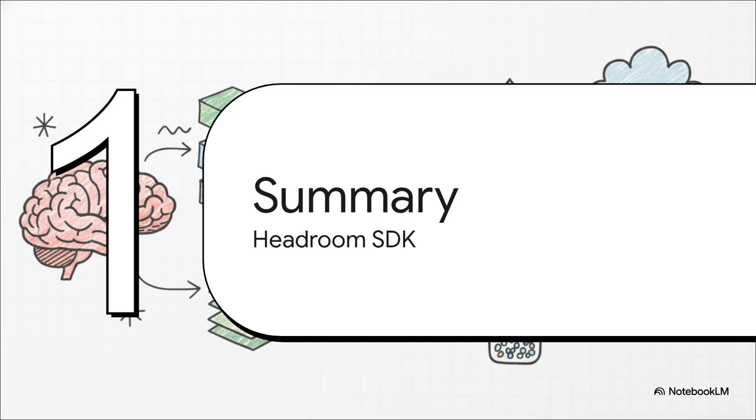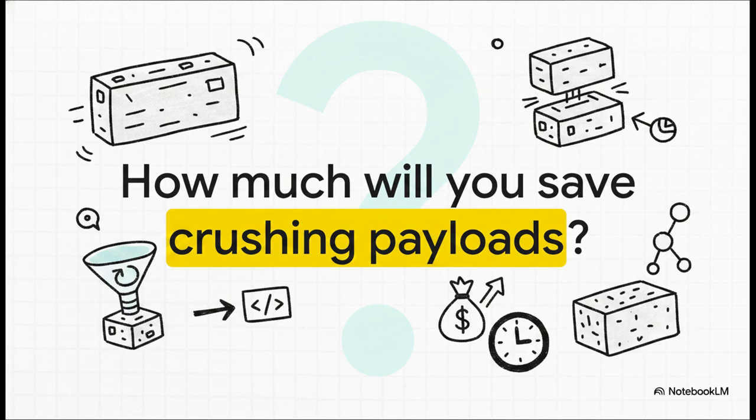Finally, Section 6, Summary. Let's wrap this up. We have covered a lot of ground today across the Anthropic, OpenAI, and Vercel ecosystems, which brings us to the final thought I want to leave you with. If you are currently dealing with heavily bloated context windows, if you are actively hesitating to give your AI agents more tools just because you're terrified of the token costs, how much time and money will you actually save by crushing those payloads with a single line of code? Honestly, it's a question worth answering.